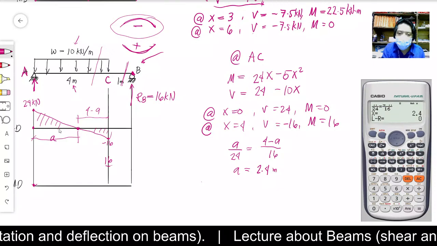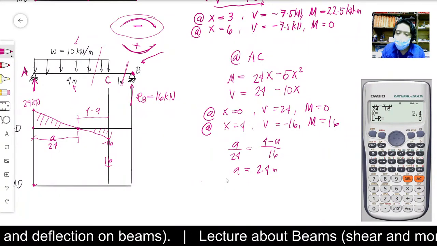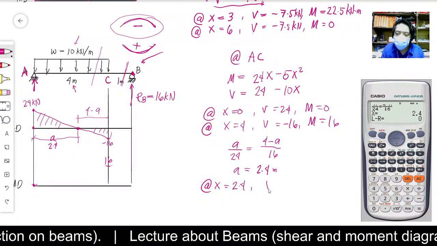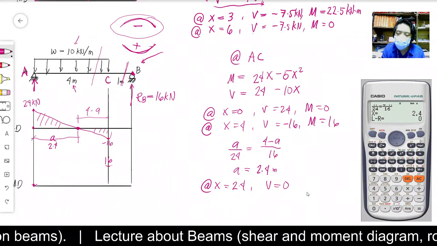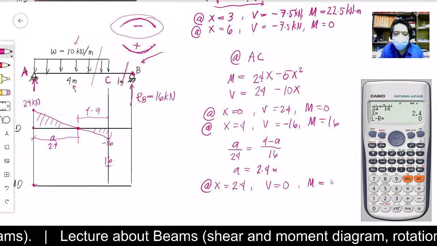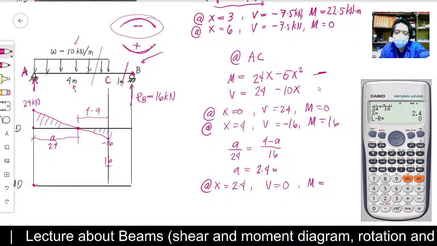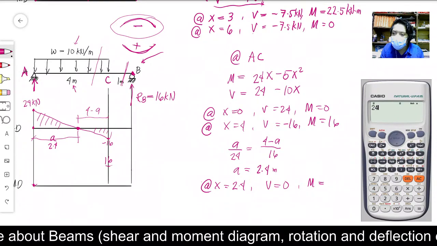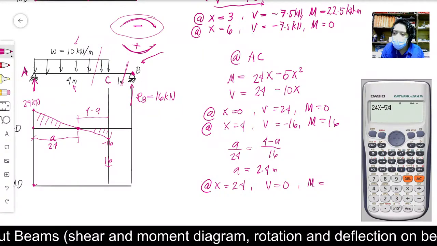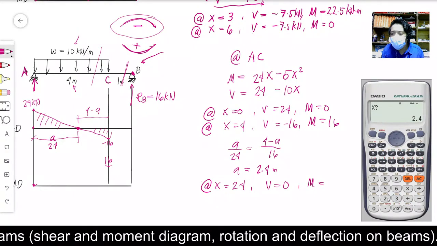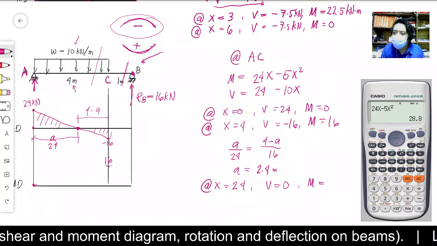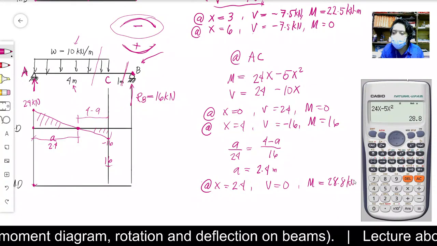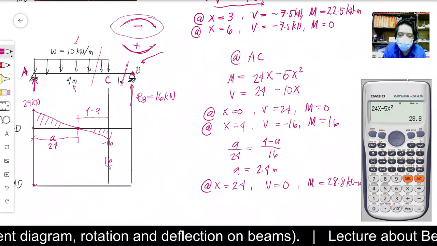So this distance is 2.4. We need to find the moment at x equal to 2.4. Of course your shear is equal to 0 there. And your moment, you only need to use the equation. Using the equation, we have 24x minus 5x squared. When x is equal to 2.4, your moment is 28.8 kilonewton meter.